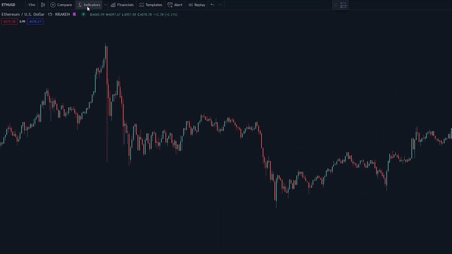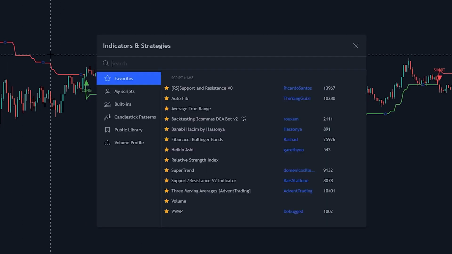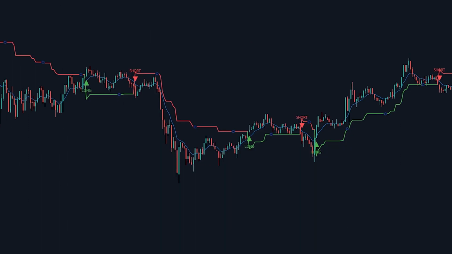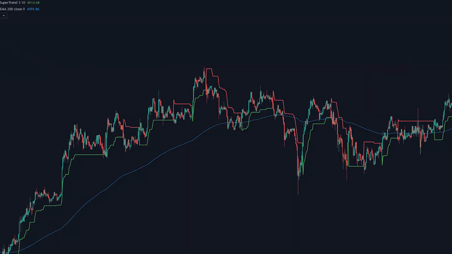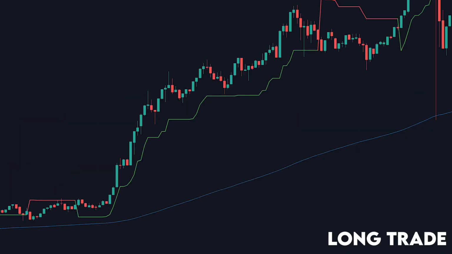Go to the indicators tab, add the super trend indicator, and just keep the default settings. Next, add the exponential moving average and change the length to 200. Now that we have the indicator set up, let's move to how to actually use this strategy. The strategy is pretty simple.